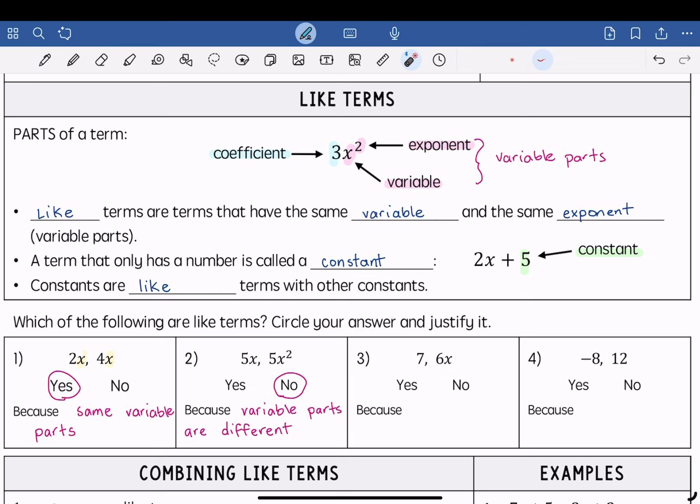So they are not like terms because one is a constant and the other is not. So no, because one is a constant, the other one is not. Question 4. We have two terms here, -8 and 12. So are they like terms? Yes, because they are both constants.